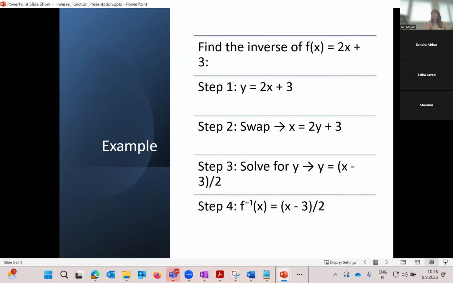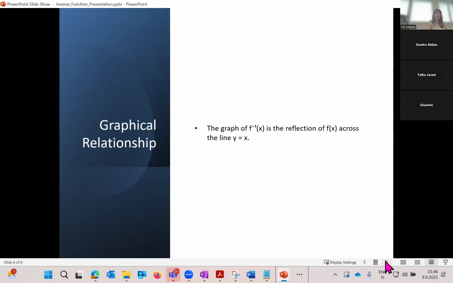So step 1 is that you have the function there. Then you swap the x and y terms and solve for y. And then you get the inverse function. So we could have done that as well here.